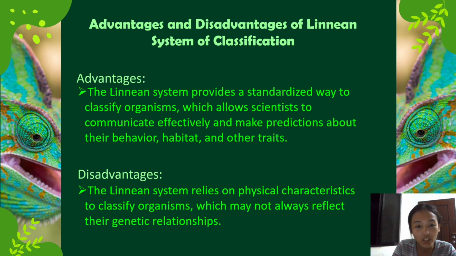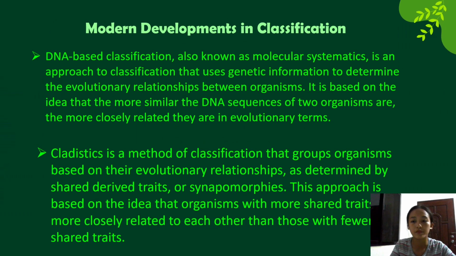And the disadvantages: the linear system relies on physical characteristics to classify organisms, which may not reflect their genetic relationship. The major limitation of the linear classification system is that it is based on physical traits. Physical traits may not necessarily be a sign of relatedness, and indeed DNA evidence has forced scientists to reconsider many classifications based on the old system.